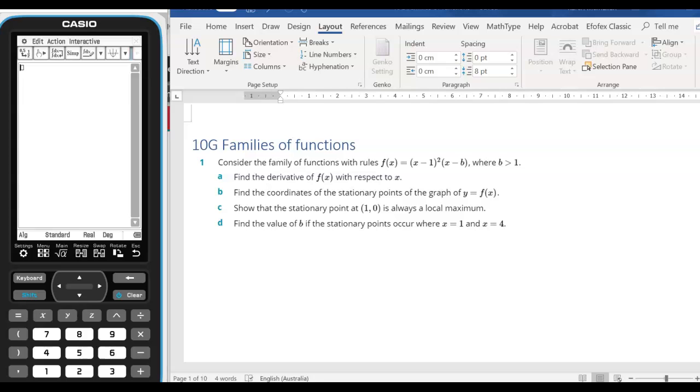Hi everyone, in this video we're going to go through 10G, families of functions. I'm going to do the majority of it with the calculator, because doing it by hand will take ages, and I've already gone over all the skills you need to do it by hand. I encourage you, if you don't know how to do it by hand, to attempt the questions by hand. With these questions, it's not so much the skills of finding the derivative or the stationary point. It's going a little bit deeper and being able to understand these types of questions.